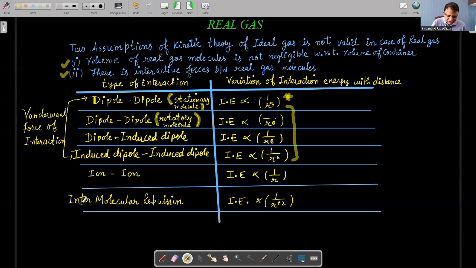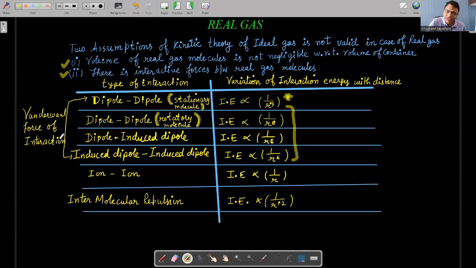When we are discussing intermolecular repulsion, van der Waals forces are always attractive. Some students get confused and think that since van der Waals forces are always attractive, the van der Waals gas has only forces of attraction. That thinking is wrong. The interactive forces which are attractive are known as van der Waals forces. Between real gas molecules, both attractive as well as repulsive forces are there.